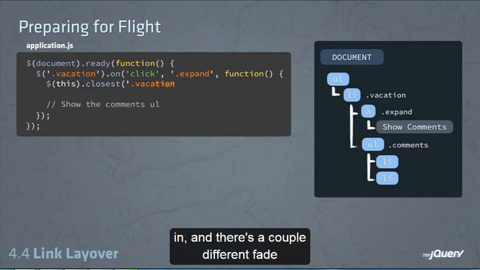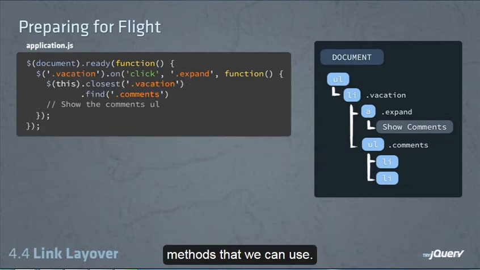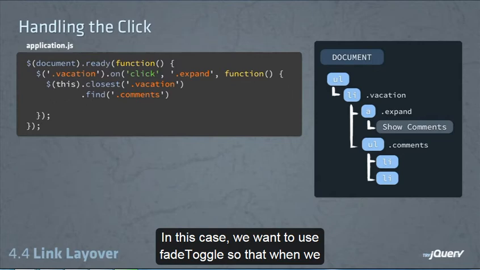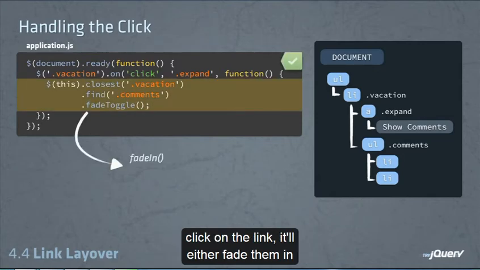Now we just need to fade it in, and there's a couple different fade methods that we can use. We have fade in, fade out, and fade toggle, which will toggle between the two. In this case, we want to use fade toggle so that when we click on the link, it'll either fade them in or fade them out.